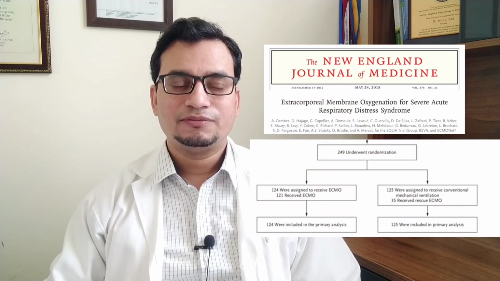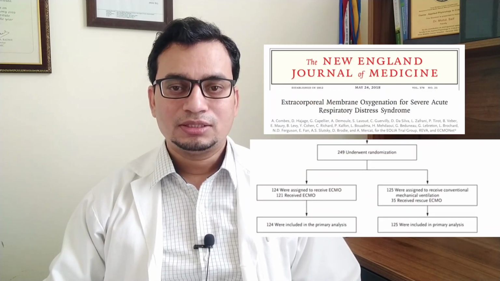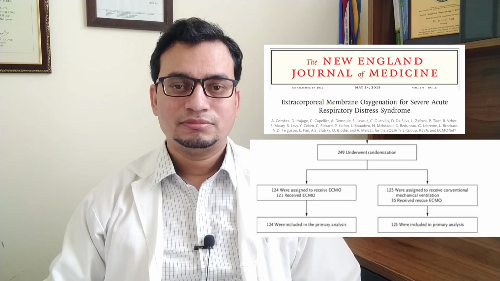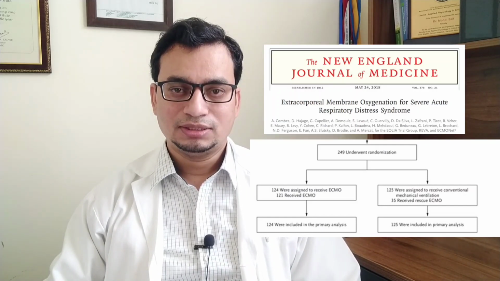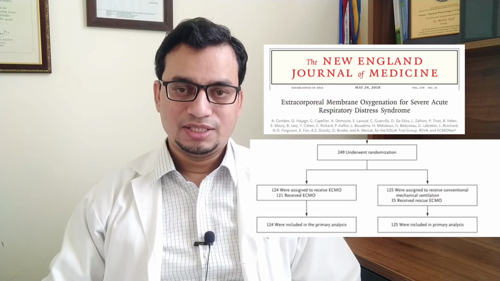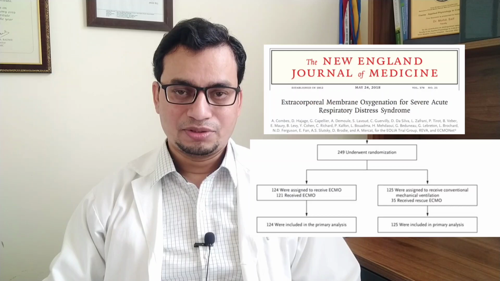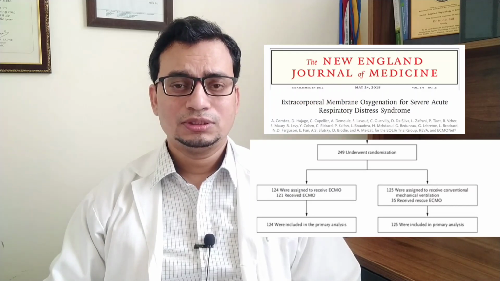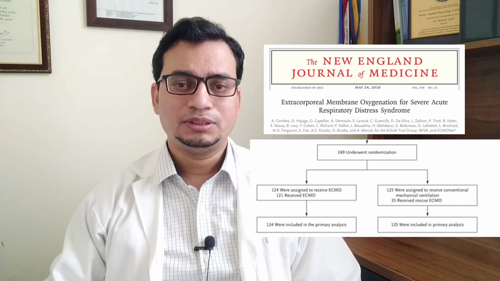Another trial which was quite bigger than CESAR was published 9 years after the CESAR trial, called the EOLIA trial. The ECMO to rescue lung injury in severe ARDS, EOLIA 2018 trial, randomly assigned 249 patients with severe ARDS with PF ratio less than 50 for more than 3 hours, or PF ratio less than 80 for more than 6 hours. As soon as the entry criteria were met, patients received VV ECMO or conventional low tidal volume, low pressure ventilation, which could include late ECMO as a rescue therapy.